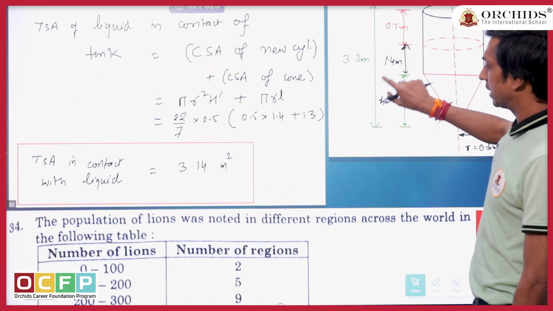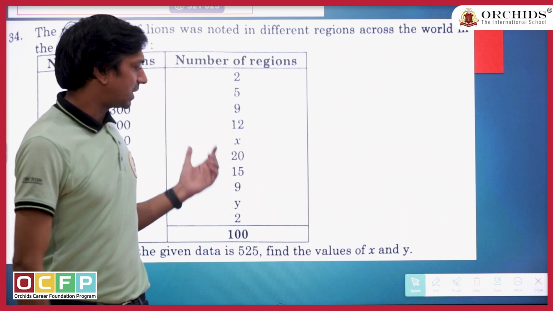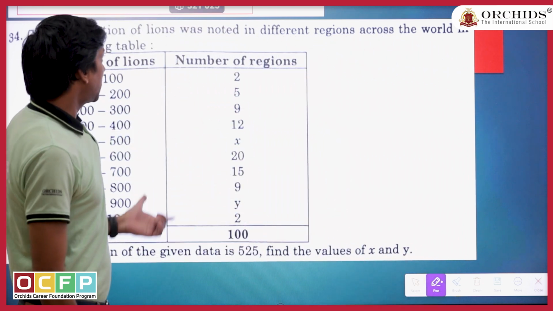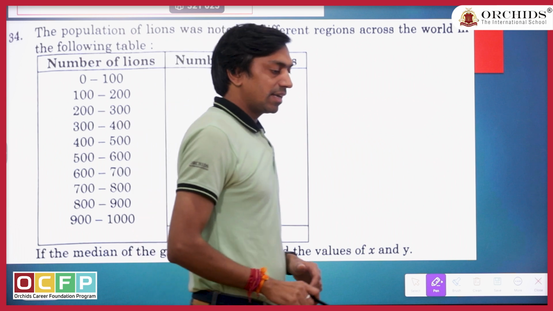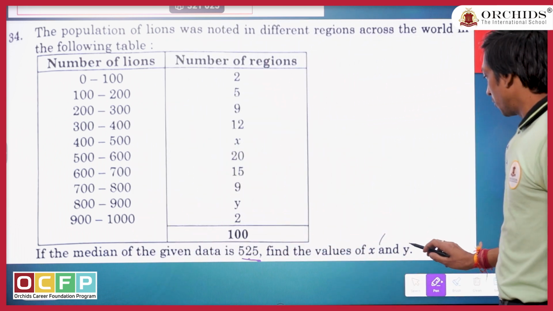Next problem we have is statistics. This question is also from NCERT only, but they have made a slight variation in the data. We are given that the median of this data is 525, and based upon that we have to find the value of x and y.